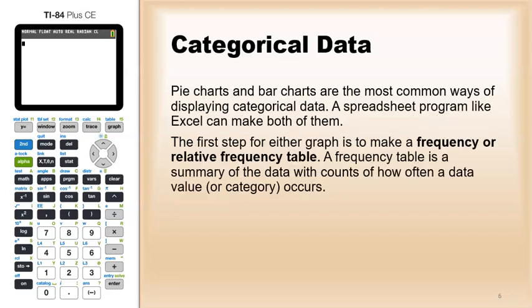Now, those two especially are very common ways of displaying categorical data, and spreadsheet programs like Excel can excel at making both of them. But before we create them, the first thing you need to do is make a frequency table or relative frequency table. This is just basically a list of the categories and how often each category occurs.